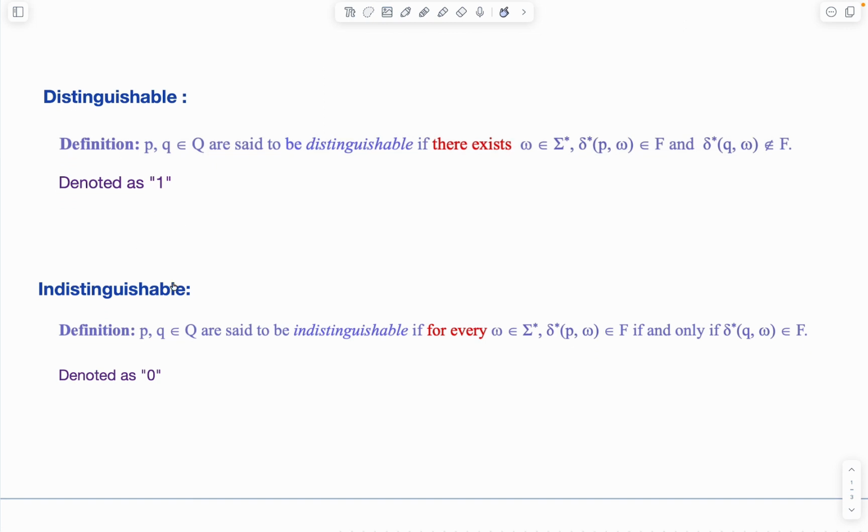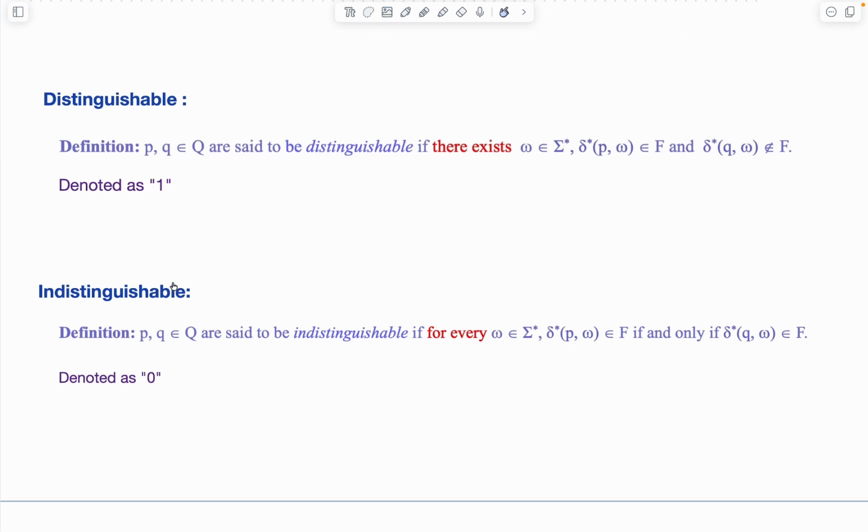And indistinguishable is exactly the opposite of it. If one state is going to a final state and another state is also going to a final state, then they are indistinguishable. This also applies if one state is going to a non-final state and the other state is also going to a non-final state, then they are also called indistinguishable states. And these indistinguishable states are denoted as 0.